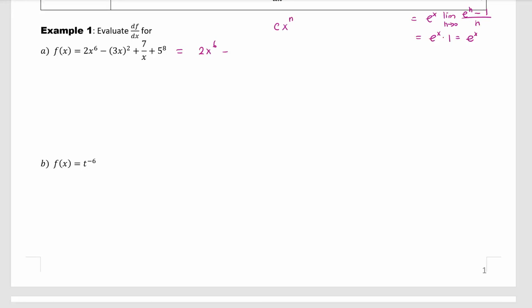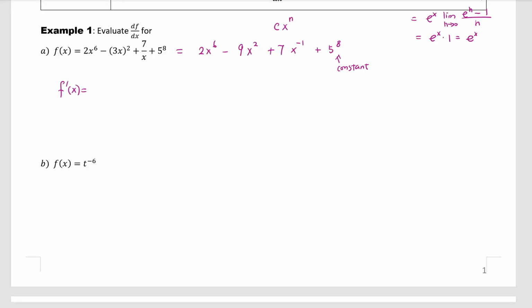The power becomes 3 squared, 9x squared. And this is 7 times x to the minus 1, because it's in the denominator. And plus 5 to the 8. 5 to the 8 is actually a constant. It has no x in it. After you make sure all the terms are of the standard form, then we're ready to differentiate.